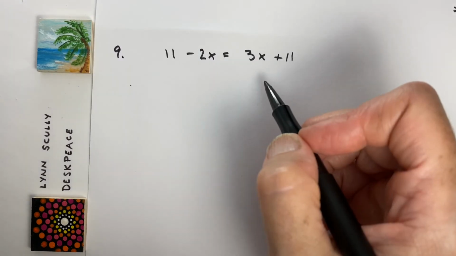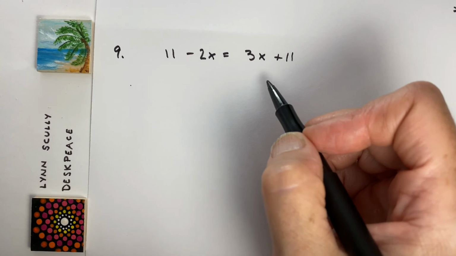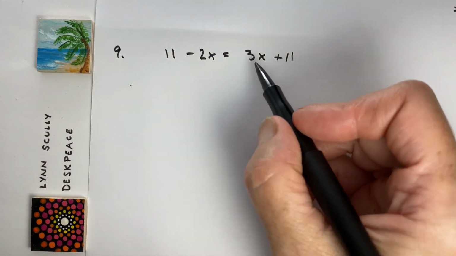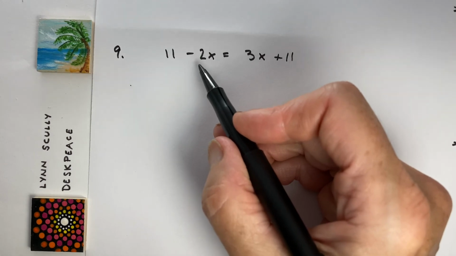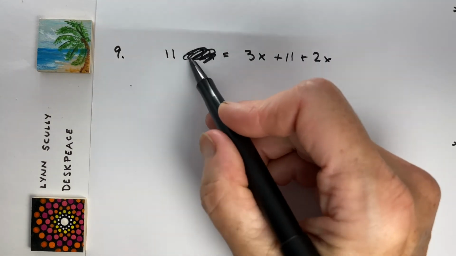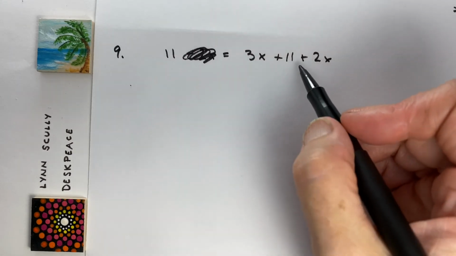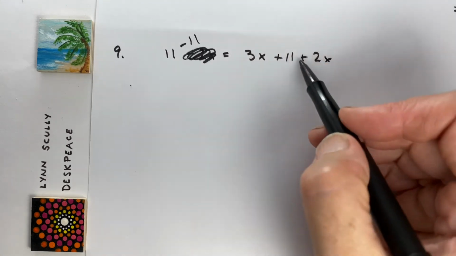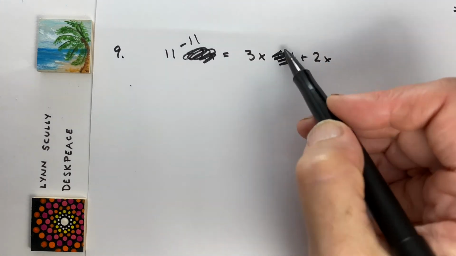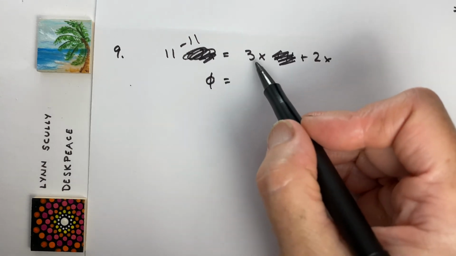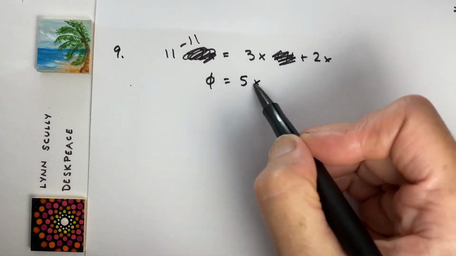Number 9, 11 minus 2x equals 3x plus 11. I see more x's over here and they're positive, so I'm going to choose to move this minus 2x over here as plus 2x. And his minus sign goes with him. Now I'm going to choose to move this 11 over to here because I want to get only x terms on this side. 11 minus 11 is 0, is equal to 3x plus 2x is 5x.